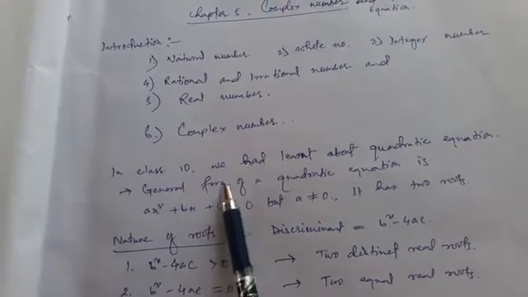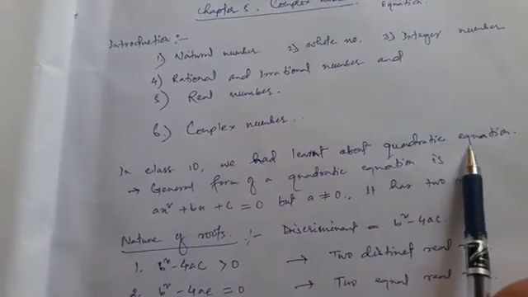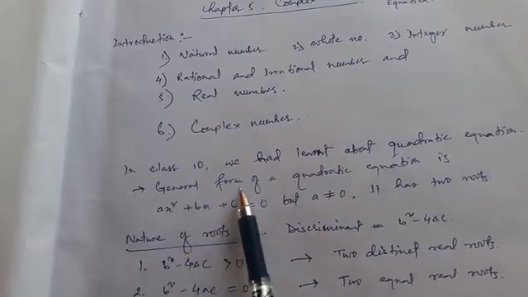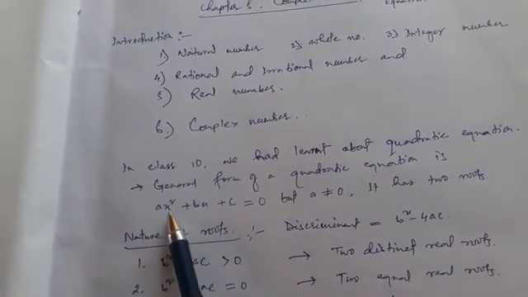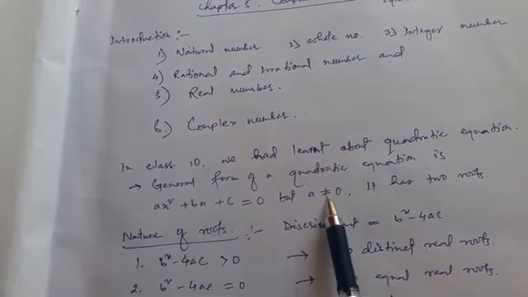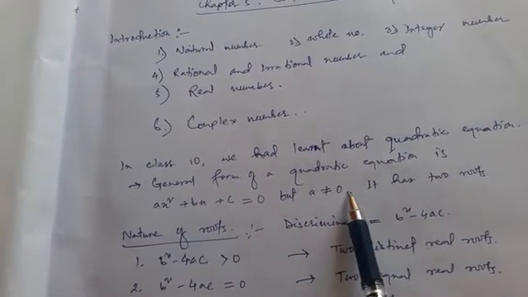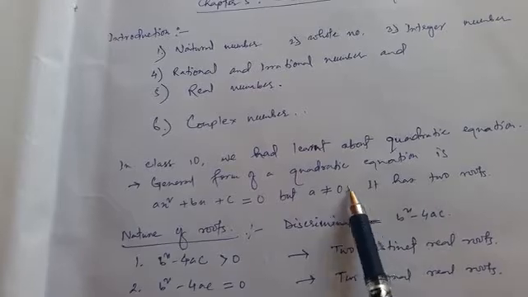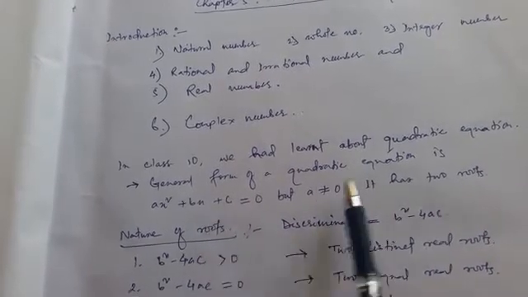In class 10 we learned about the quadratic equation. We know that the general form of a quadratic equation is ax square plus bx plus c equal to 0, but the coefficient of x square does not equal 0. Again, we know that every quadratic equation has two roots.